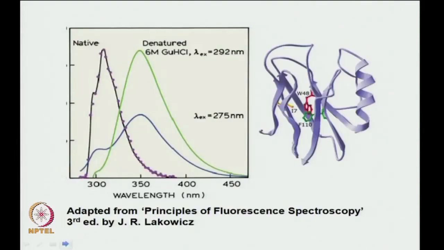Okay, so see, this is what you observe here. This is a protein called azurin, right? So you can see there is 1 tryptophan here, a 1 tryptophan protein. This protein azurin, in its native state, you can see it was very similar to what we had before. It is close to 305 or so. But the moment you denature with 6 molar guanidine hydrochloride, see how much it is shifted by. It is shifted by a huge amount, right?